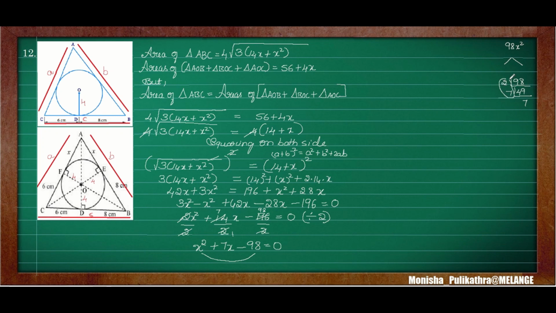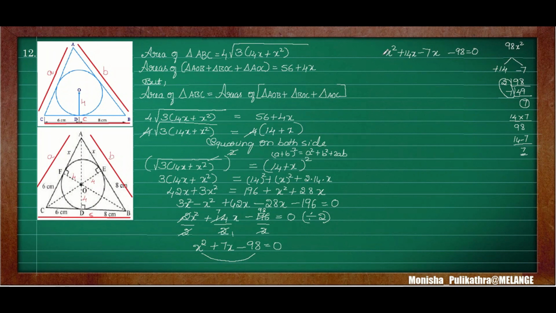Here 7 2s are 14, and 7, 2 group. So 14 7s are 98, and 14 minus 7 is 7. So we got the answer. 14 into 7 is 98, 14 minus 7 is 7. The two numbers are 14 and 7. So here plus 7 is there, so plus 14 and minus 7. So factorize it. The first and the last term should be as it is, x square and minus 98 is equal to 0 as it is. Instead of plus 7x we need to write plus 14x minus 7x.